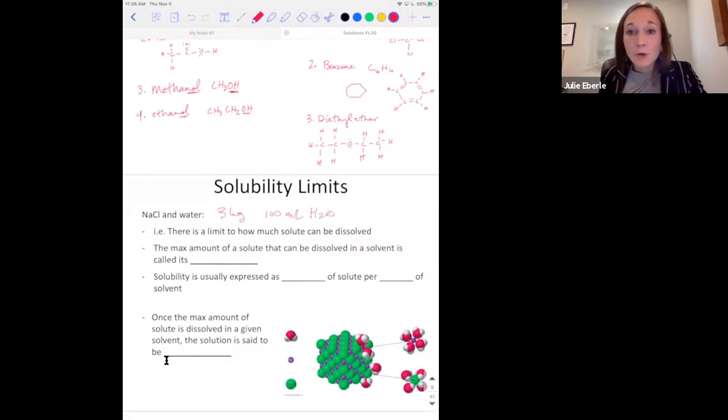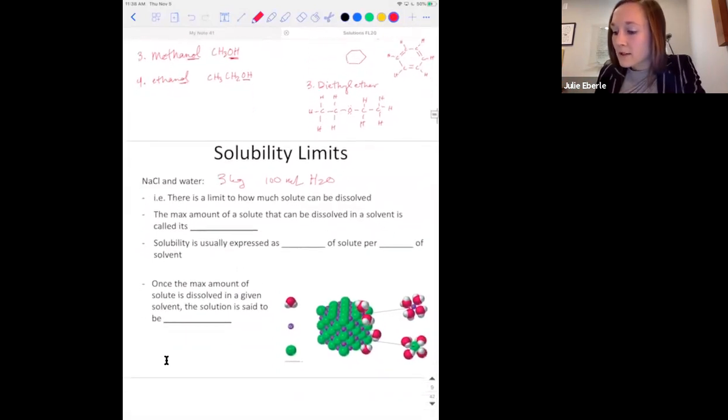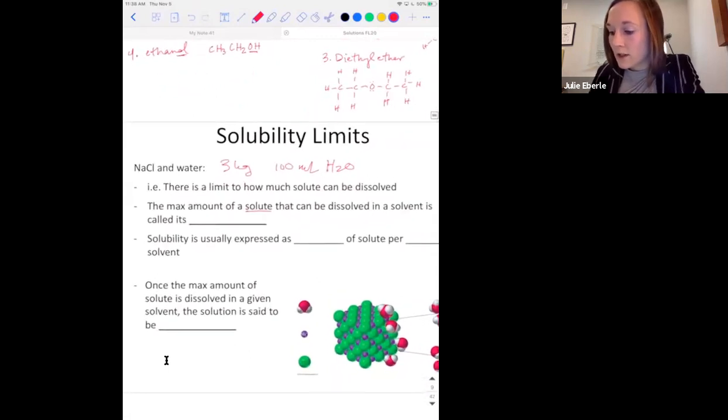Okay, if you try to add more than 36 grams, you're going to just see the salt start to settle at the bottom. But that's quite a bit. 36 grams is quite a bit. But to any solution, there's a limit of how much of the solute you can put in the solvent. Now, the max amount of solute that can be dissolved in a solvent is called its solubility. That is the solubility of the solute.